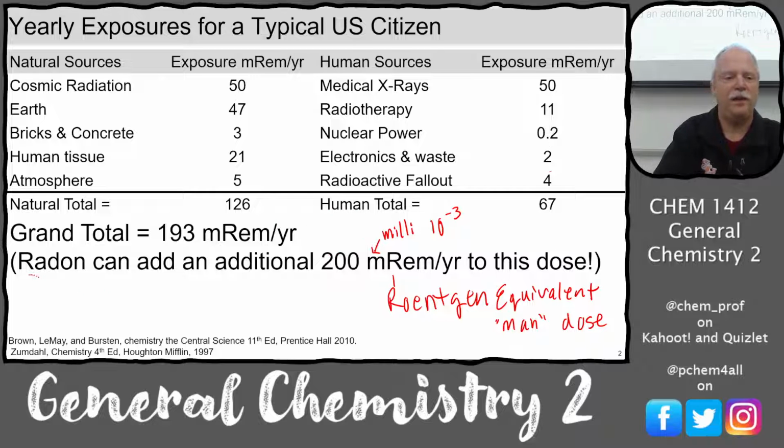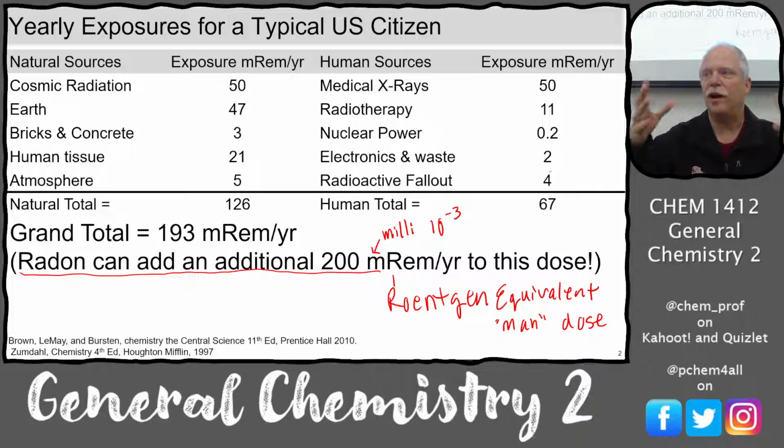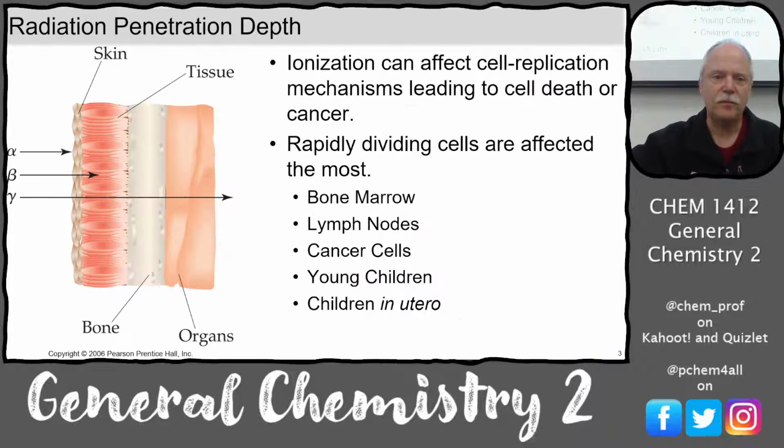And then if you live in a radioactive area that has a lot of uranium in the soil, you're going to have a large amount of radon in your local environment. And so that can add almost double the amount of millirem per year. So we live in a radioactive world.